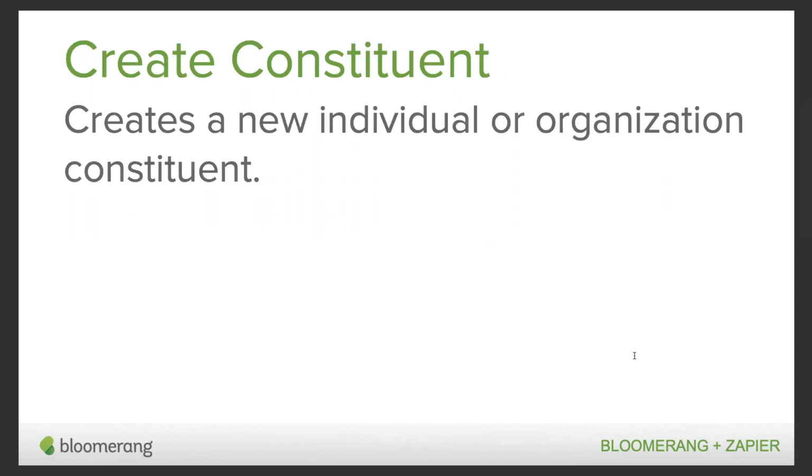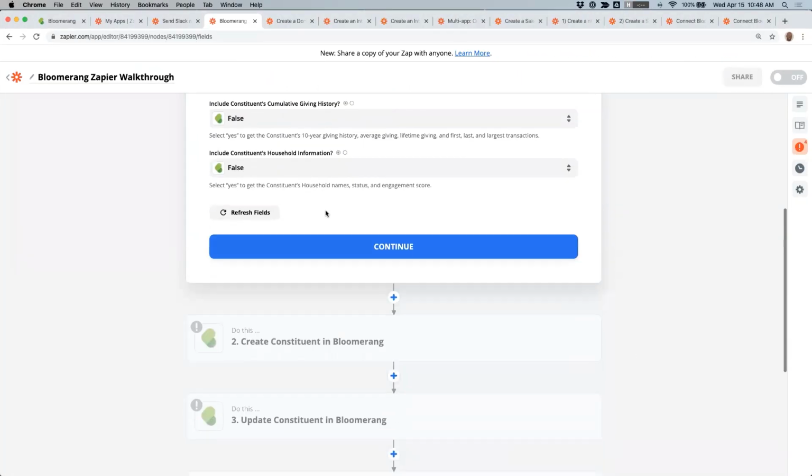The title of this action doesn't leave much to be questioned. It's simply creating a constituent. We're going to create a constituent that's either a new individual or a new organization based on mapping. So I'll go ahead and show you what this looks like in Zapier.